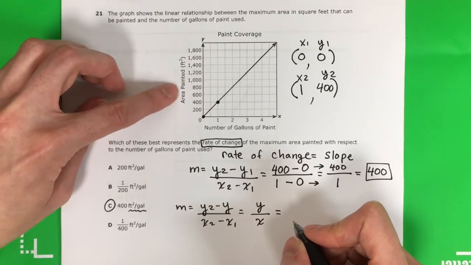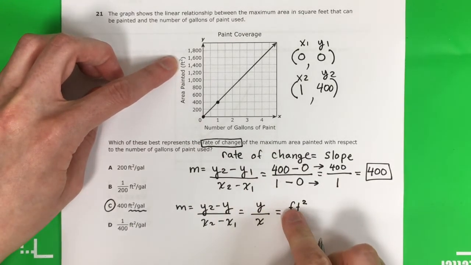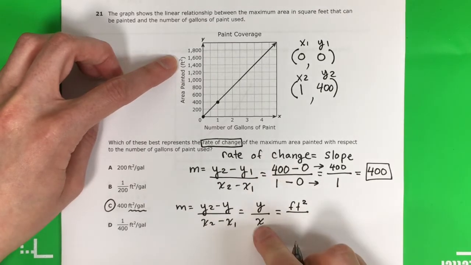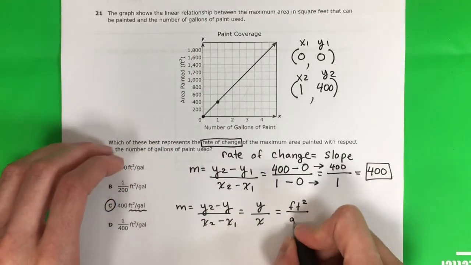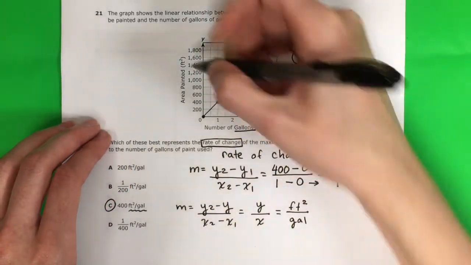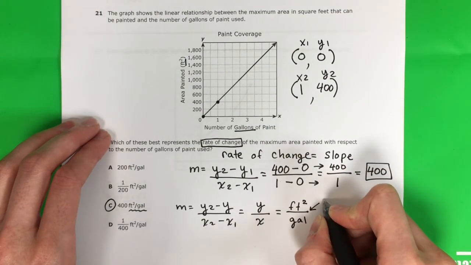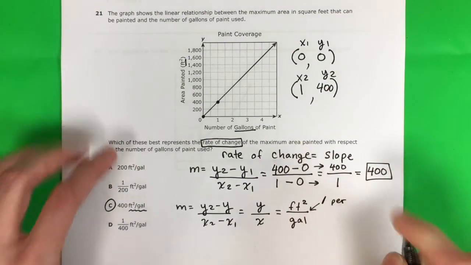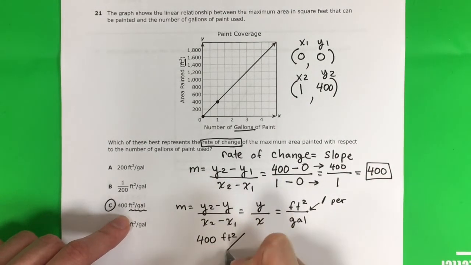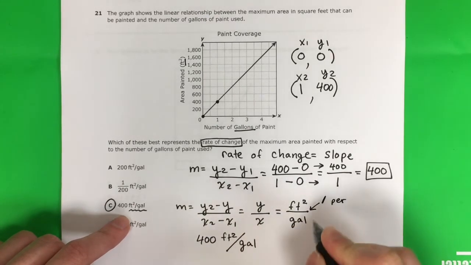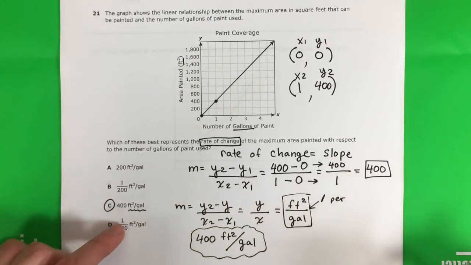Well, it represents the area painted in feet squared. So I'm going to put feet squared for y divided by x. What is x? Number of gallons of paint. So gallons. Okay, so gallons and feet squared. And what does this line mean? Well, it means per, or you can just put a slash. So what they had was 400 feet squared per gallon. So this is your final answer, 400 feet squared per gallon.